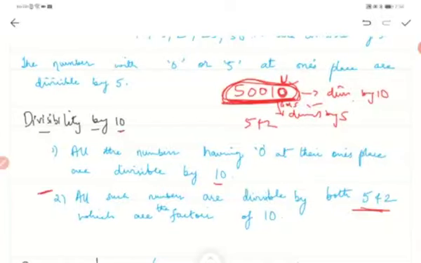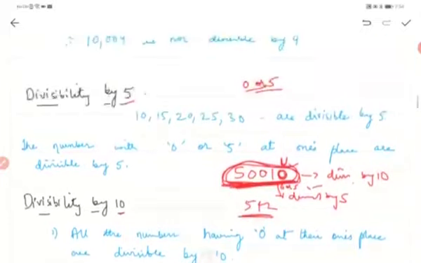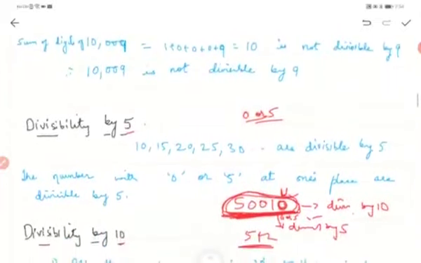So the number which is divisible by 10 will also be divisible by both 5 and 2. Any number which is divisible by 10, you can say that it is divisible by both 5 and 2. Okay, so we are done with 5 and 10. After 5, let's go for 6.